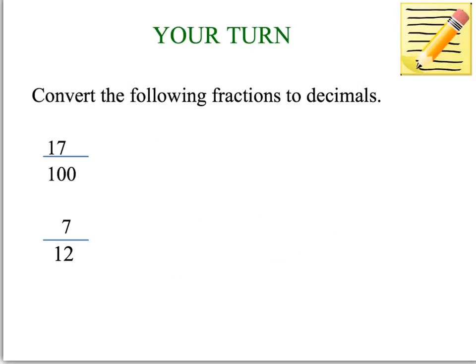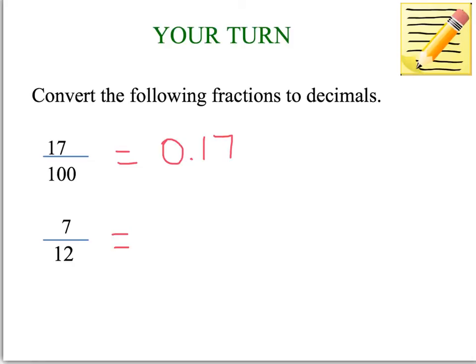Alright, one more. So we need to convert these to decimals. Again, pretty easy. We can convert 17 over 100 to a decimal because we know that it's hundredths. So we can put 0.17 just through our knowledge of place value. Alright, this next one though is a bit trickier. 7/12. Well, it's not really that easy to work out the power of 10 for this one.